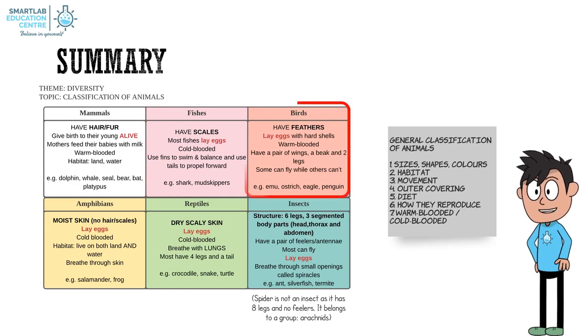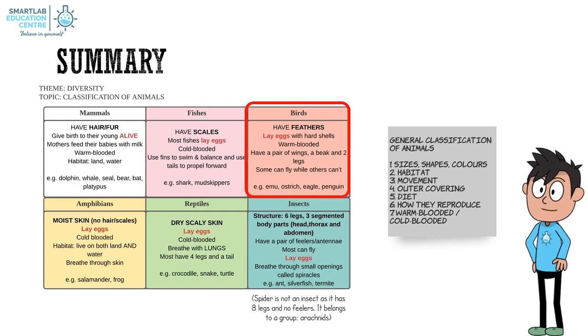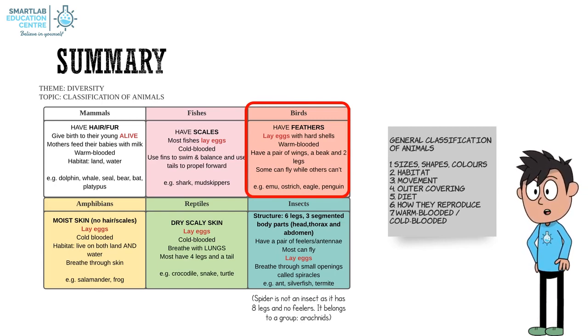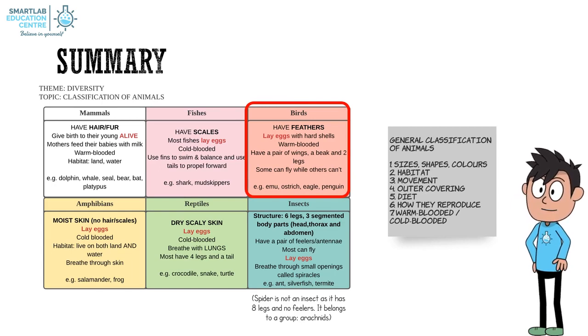Birds have feathers, lay eggs with hard shells, warm-blooded, have a pair of wings, a beak, and 2 legs. Some can fly while others can't. Examples of birds are emu, ostrich, eagle, penguin.